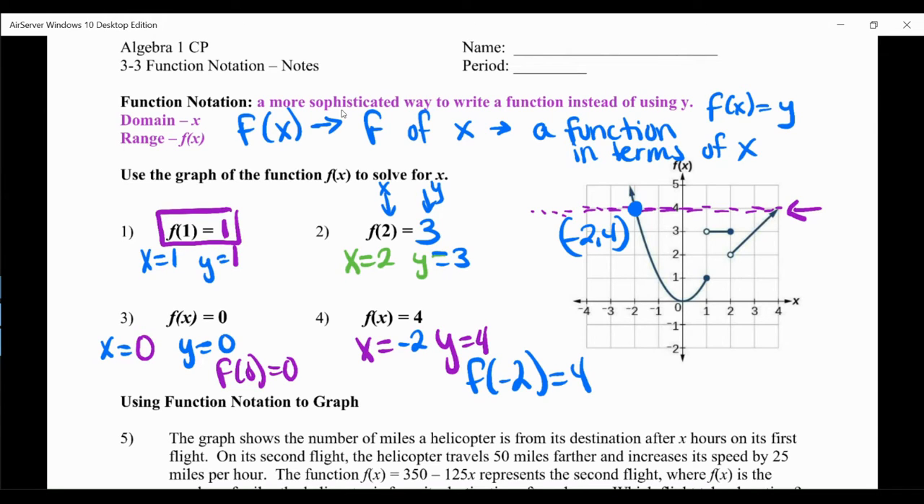So that's using the graph to evaluate using function notation. You're either given the x value and it's asking you for the value of the function, meaning that y value, or it gives you the value of the function, meaning that y value, and it wants you to find the corresponding x value.